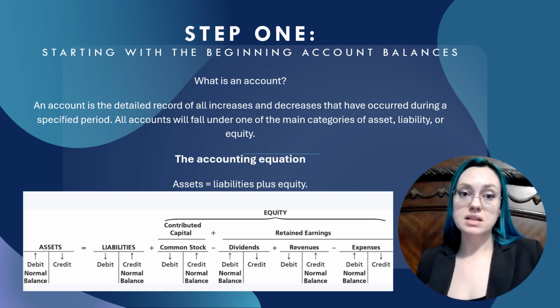Main asset accounts include cash, accounts receivable, which is when a customer pays on credit and owes the company cash, supplies, property, plants, and equipment. Those are tangible assets that aid in the production of goods and services.